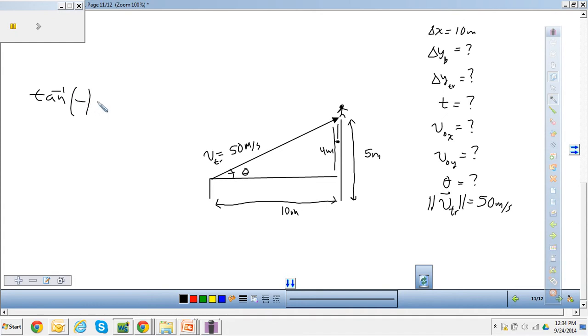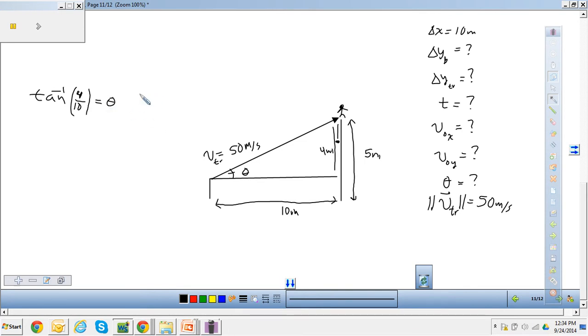What goes in this guy right here to give me my theta? Huh? 4 over 10. Because look where... You see that? 4 over 10. Now don't calculate this, because it's going to turn out we don't actually even need to use trigonometry to do this.